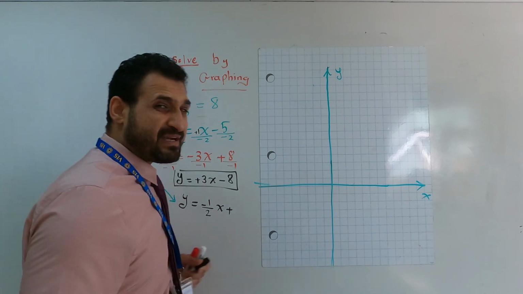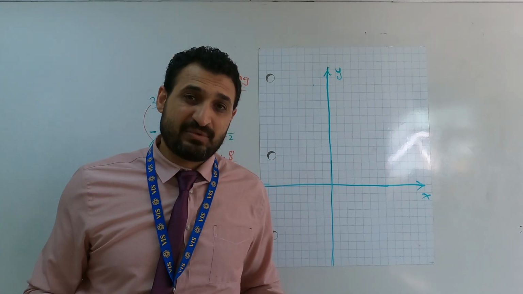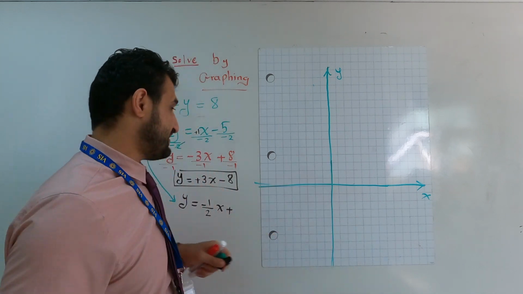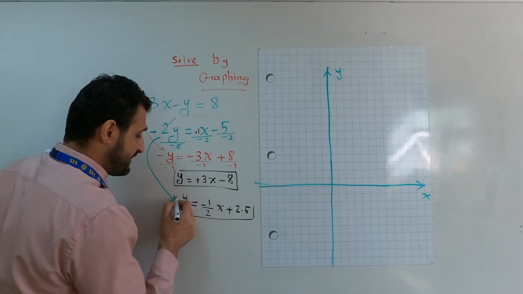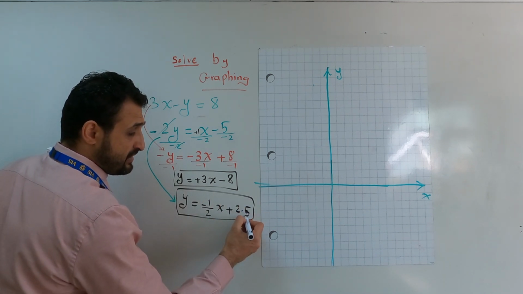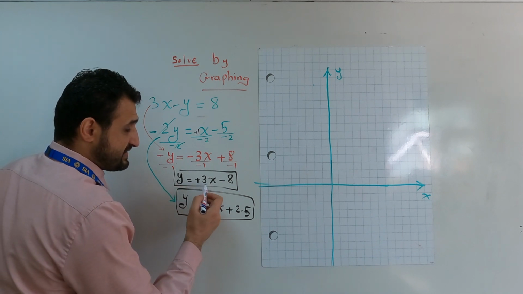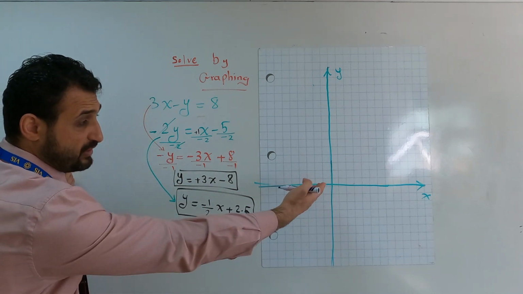The y-intercept, it's better to write as a decimal, because you have to put it on the y-axis. So 5 divided by 2 is 2.5. I think the equations now are ready. This is the slope, this is the y-intercept. So I have y equals 3x minus 8, y equals negative 1 over 2x plus 2.5. Now I will graph them.